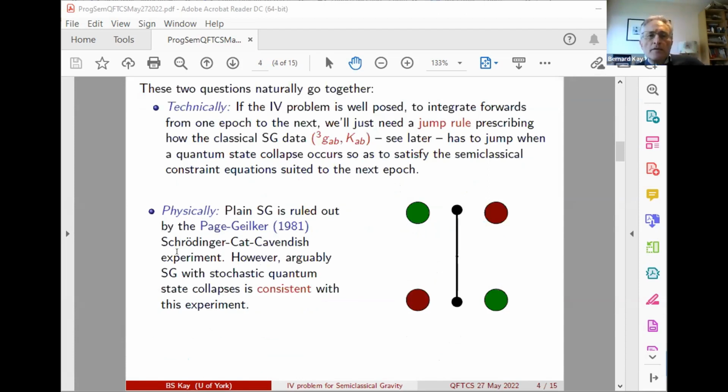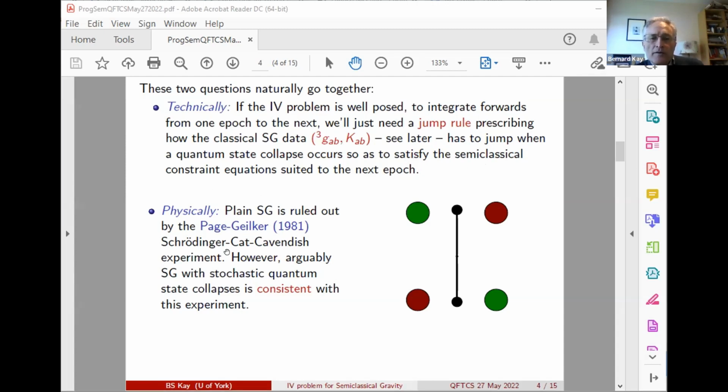Now let me say that these two questions naturally go together. On the one hand, technically, if the initial value problem is well posed, then to integrate forwards from one epoch to the next when we have these collapses, we'll just need a jump rule specifying how the semiclassical gravity data, and this will turn out to be the three-metric and the extrinsic curvature, we'll discuss this later, has to jump when a quantum state collapse occurs so as to satisfy the semiclassical constraint equations suited to the next epoch.